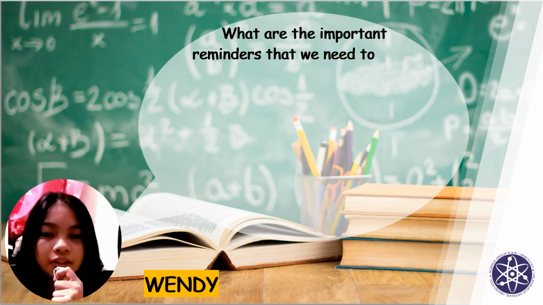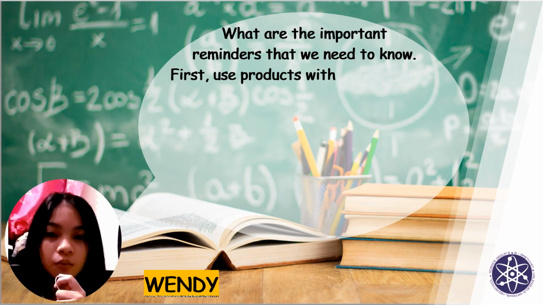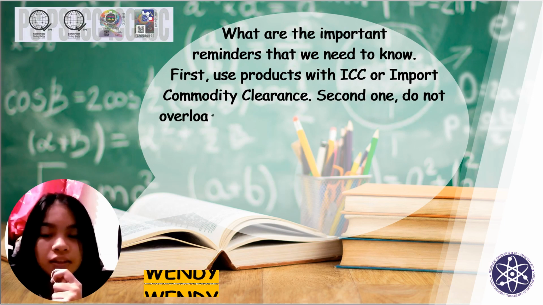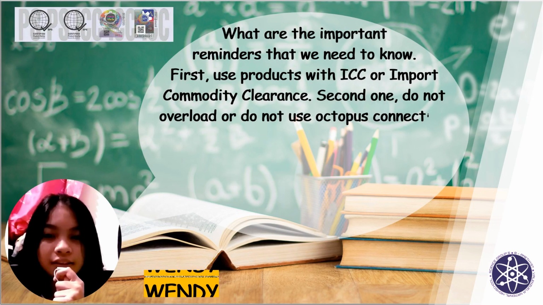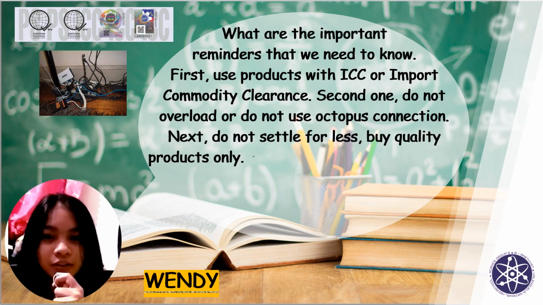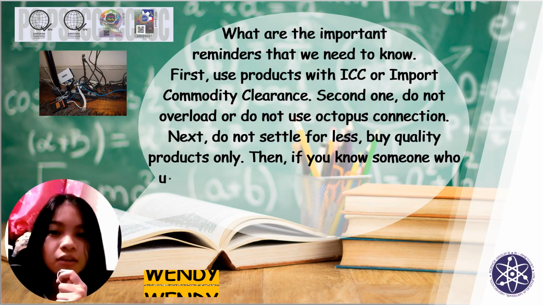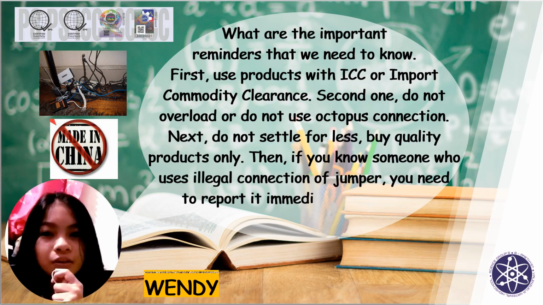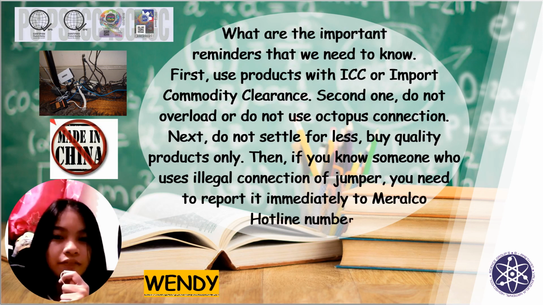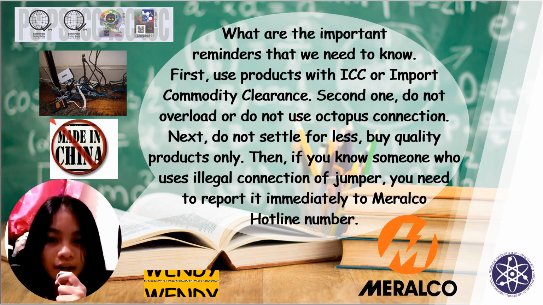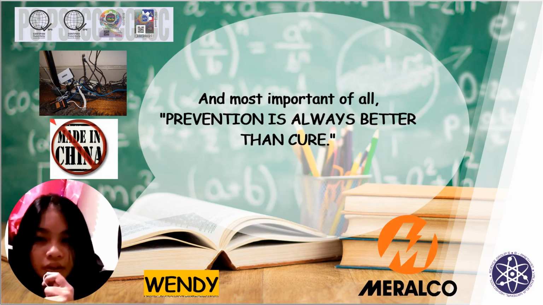What are the important reminders that we need to know? First, use products with ICC or Import Commodity Clearance. Second, do not overload or do not use octopus connection. Next, do not settle for less, buy quality products only. Then, if you know someone who uses illegal connection of electricity or jumper, you need to report it immediately to the Meralco hotline number. And the most important of all, prevention is always better than cure.